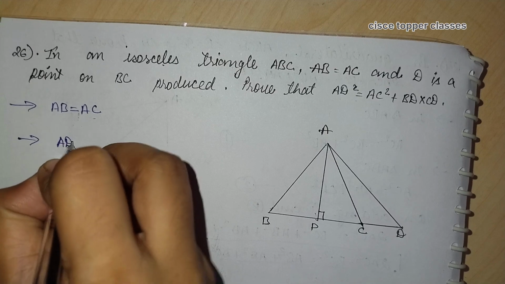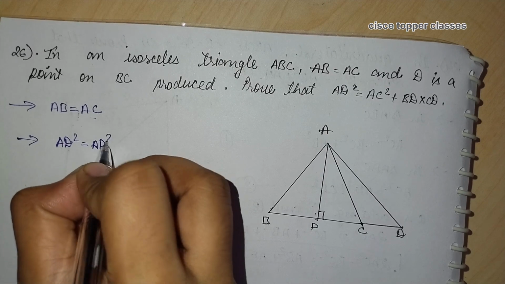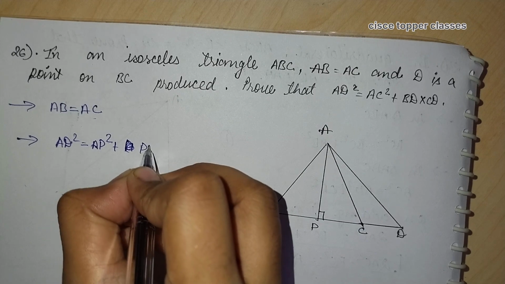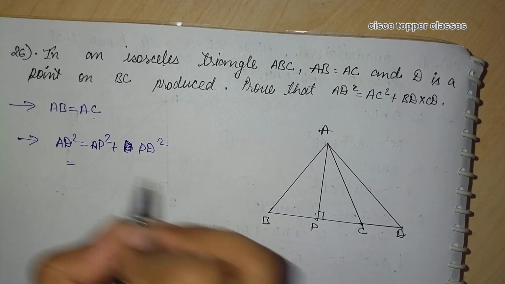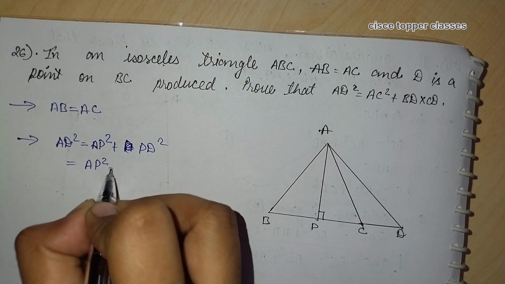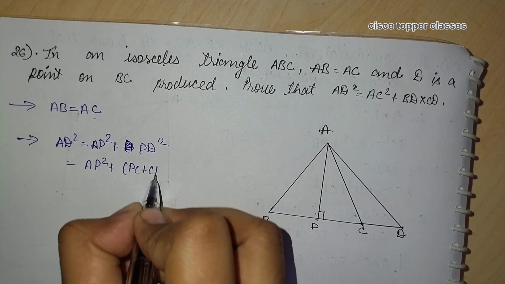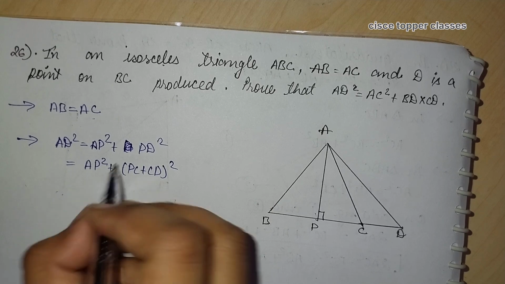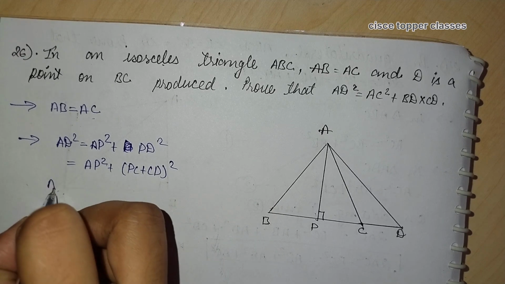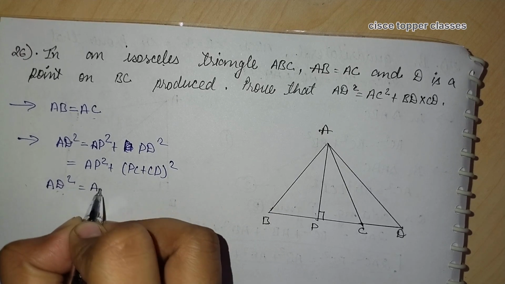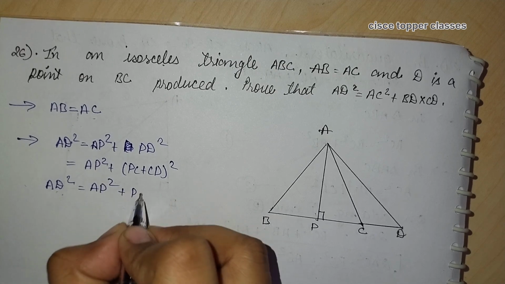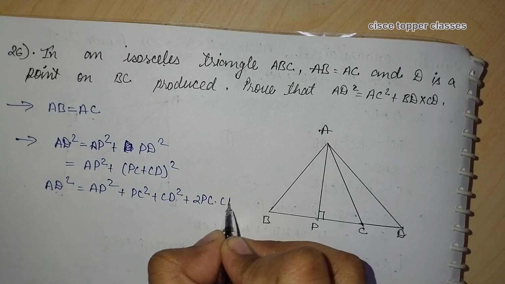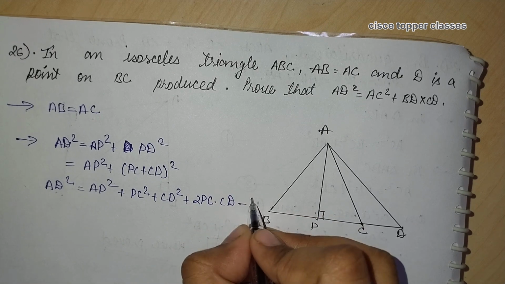We can solve it as AD square is equal to AP square plus PD square. We can write PD square as (PC plus CD) whole square, since PD is equal to PC plus CD. So AD square is equal to AP square, and opening the bracket, PC square plus CD square plus 2PC into CD, and this is the first equation here.